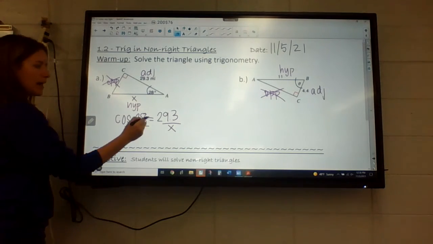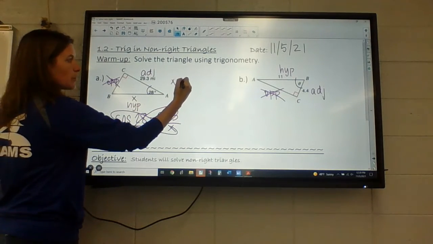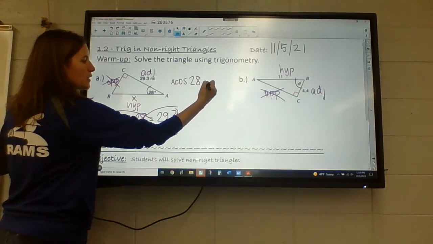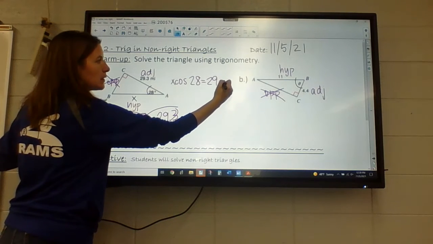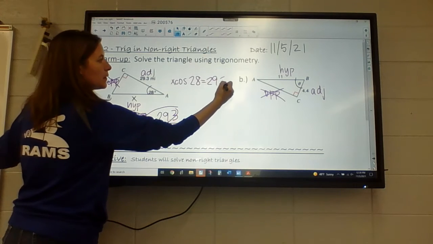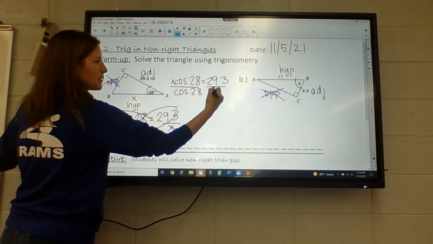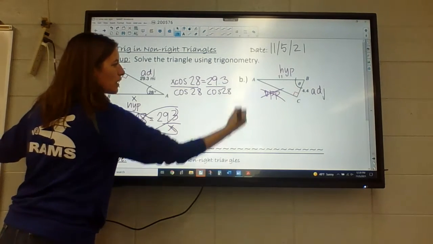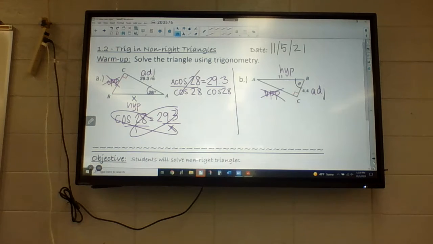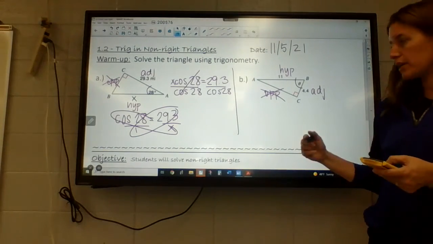So cross multiply. I get x times cosine of 28 equals 29.3. Sometimes my board has a moment. And then I'm going to divide by the cosine of 28. And again, if you're comfortable skipping some steps here, I'm okay with that as long as your work ends up okay. And so we get like 33 point something, right? Yup. Okay, so 33.2.